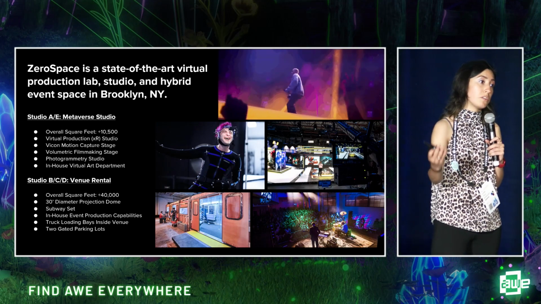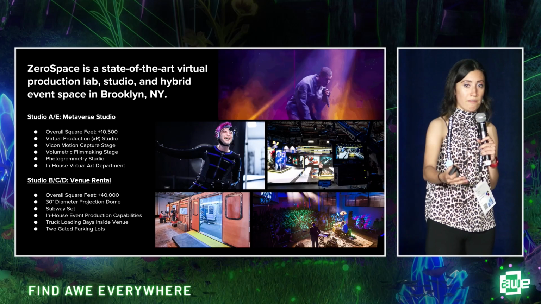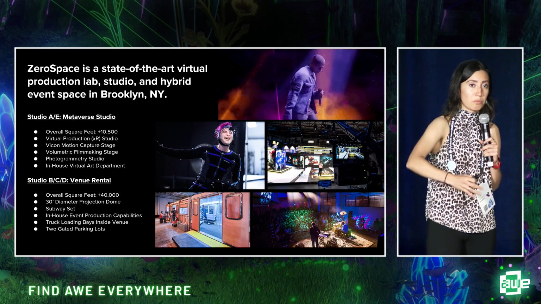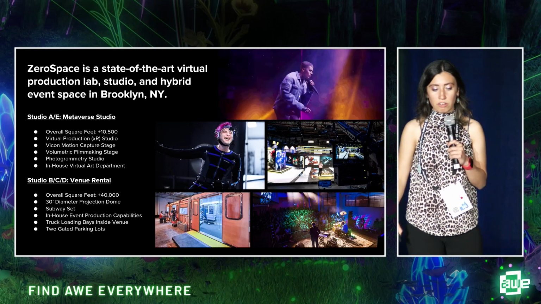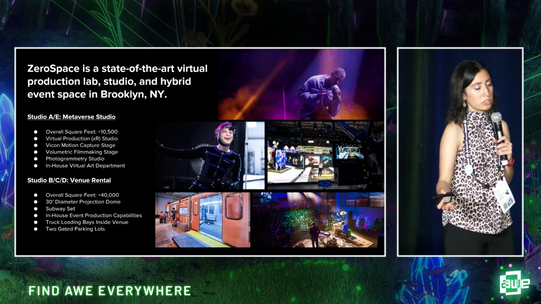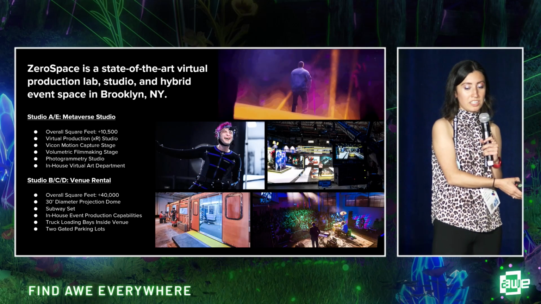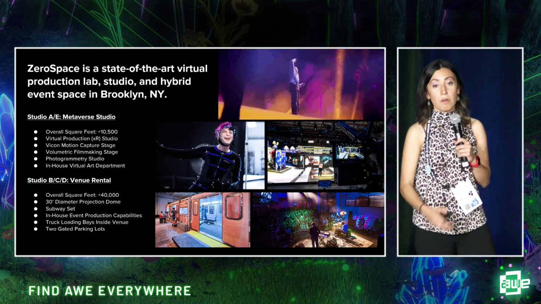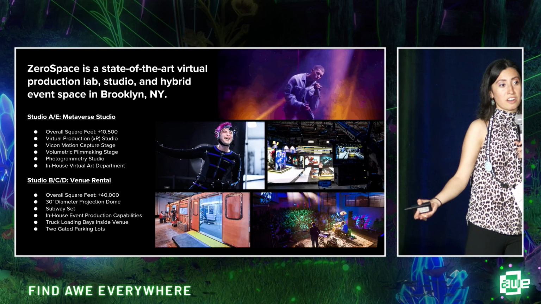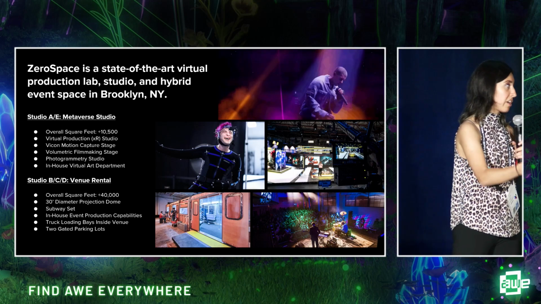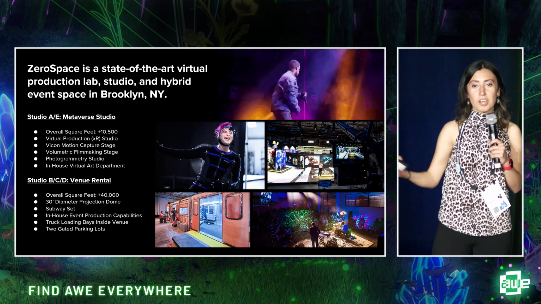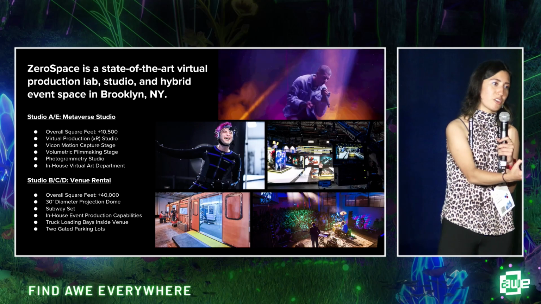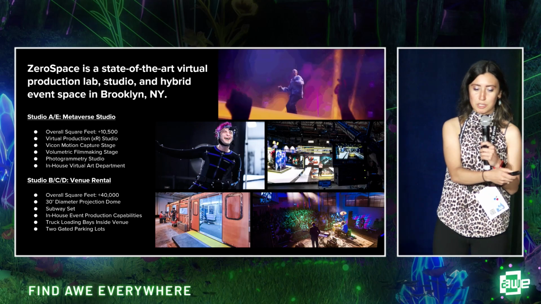Vicon is the same technology used in AAA games and Hollywood movies like Avatar, so somebody suits up, we record their movement, and now we have a real virtual being. We have a photogrammetry studio and a volumetric capture stage. In addition to all of that, we also have a 40,000 square foot event space where we do concerts, marketing activations, pop-ups, etc. So we have a lot going on, and I'm serious. If you're in New York, send me a message. I'm happy to show off the space.